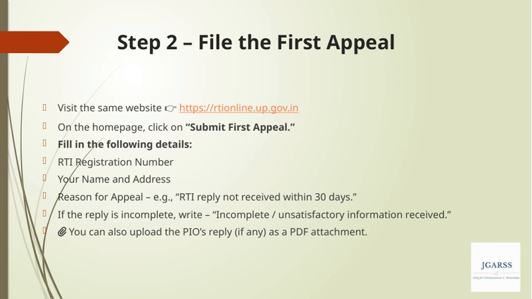First, you'll want to visit the same website we discussed earlier, which is https://rdonline.up.gov.in. Once you're on the home page, look for the option that says Submit First Appeal and click on it. Next, you'll need to fill in some important details. Start with your RTI registration number, that's your unique reference. Then enter your name and address so they know exactly who is making the appeal.